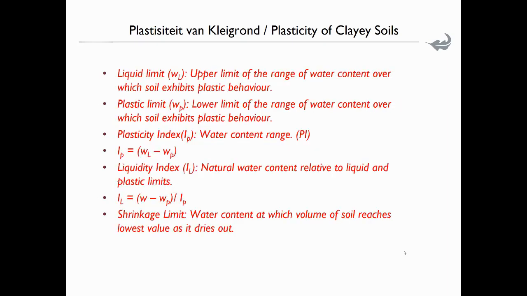So the liquid limit, WL, is the upper limit of the range of water content over which the soil exhibits plastic behavior. So it's the upper limit. After that, it acts like a liquid. The plastic limit is the lower limit of the range of water content over which soil exhibits a plastic behavior. You look at the previous graph, this will explain it also. Then the plasticity index, it covers the water content range. Now the plasticity index, IP, is defined as the liquid limit minus the plastic limit.